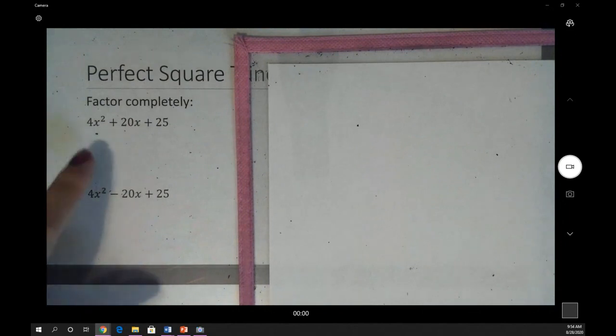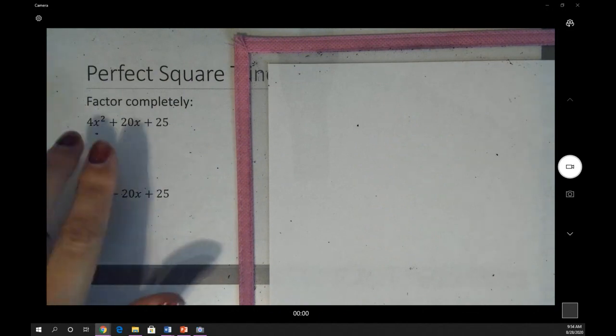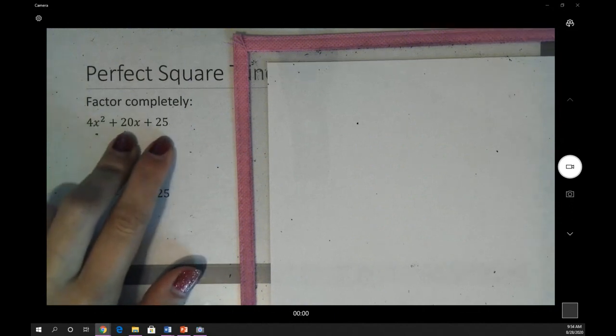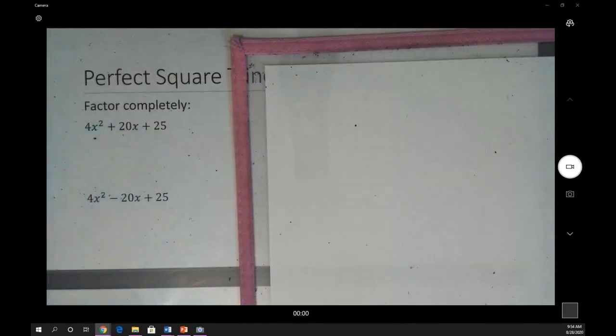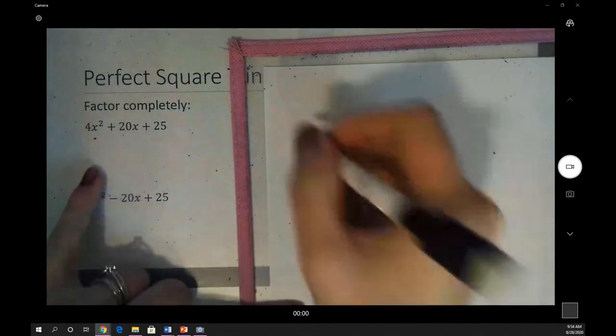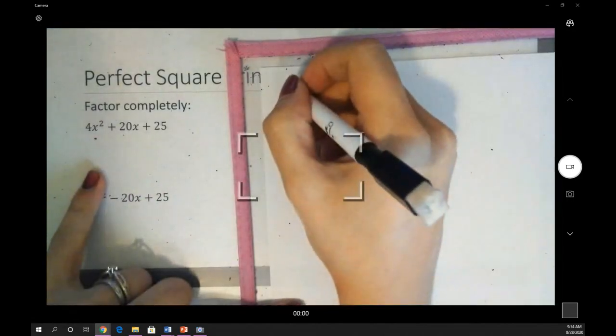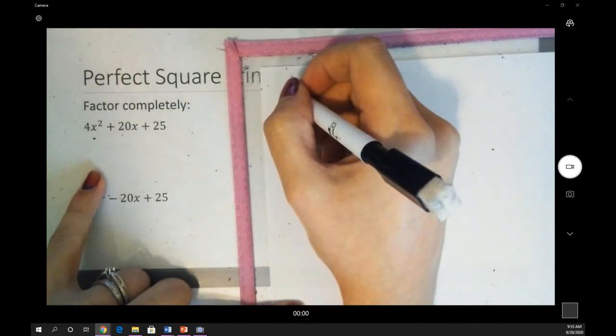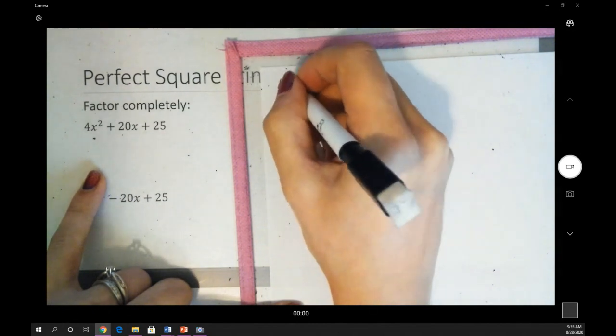So we're going to look at 4x squared plus 20x plus 25. First up, we want to check for a greatest common factor. These two are both divisible by 4. These both are divisible by 5, but the only thing they all three have in common is just 1. So it looks like we have a trinomial where our a value is not 1. So that's when we need to do our factoring by grouping, or the AC method.